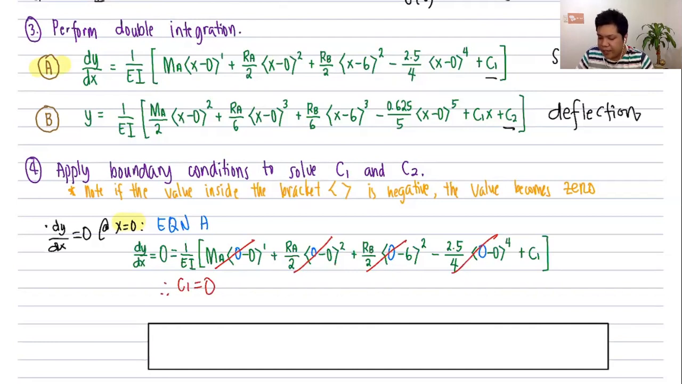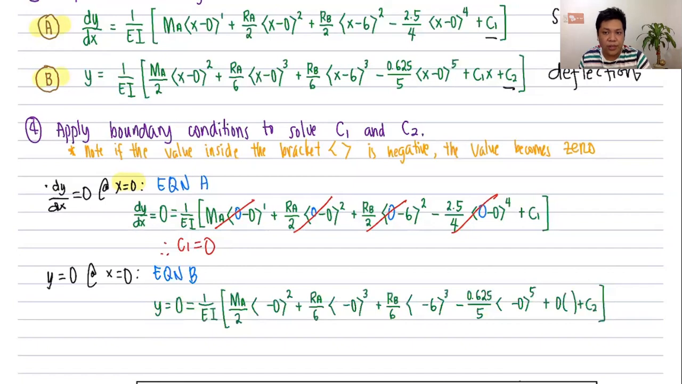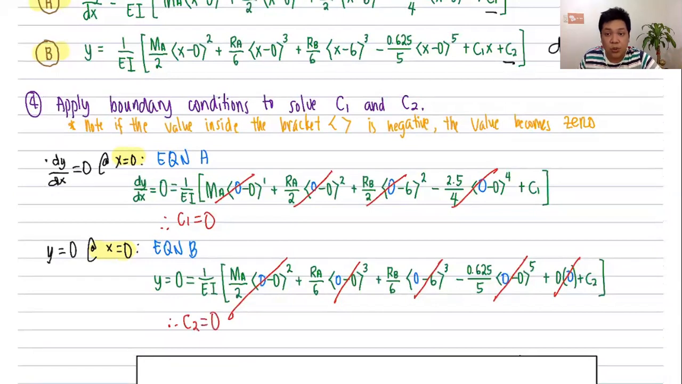What's my next boundary condition? My next boundary condition is still at the fixed support. So aside from the slope being equal to 0, the deflection is also equal to 0 at x equal to 0. Therefore, I can use equation B at this point. Because I'm dealing with deflection, I'll just copy equation B and substitute the value of 0 to x. Therefore, this is 0, 0, 0, 0, 0, and evaluate. 0 minus 0 is 0. 0 minus 0 is still 0. 0 minus 6 is a negative answer, therefore that's 0. 0 minus 0 is 0. 0 times 0 is also 0. Therefore, C2 is equal to 0.